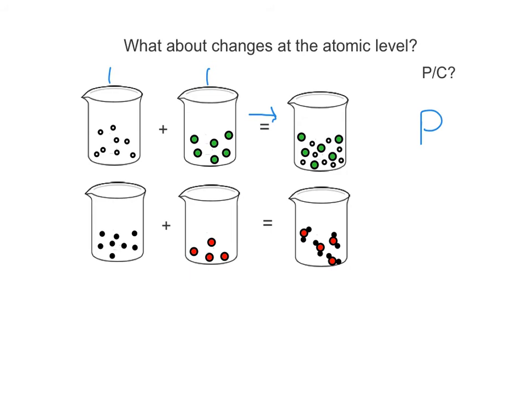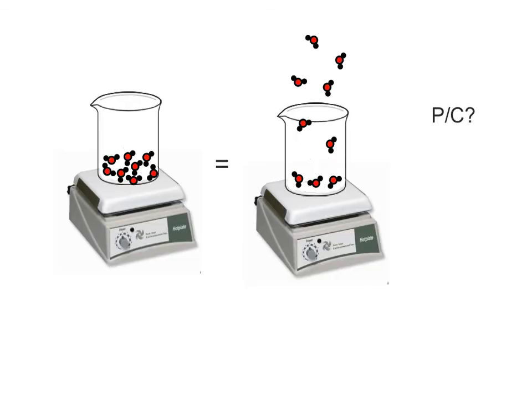It's different in the second example. I've got black dots, I've got red dots, but then I notice when I put them together, I get these little Mickey Mouse dudes. The little black dots have actually bonded, they're touching the red dots, so I have a chemical change occurring. I've got actually 2 elements coming together to form a compound. So let's look at the next one.